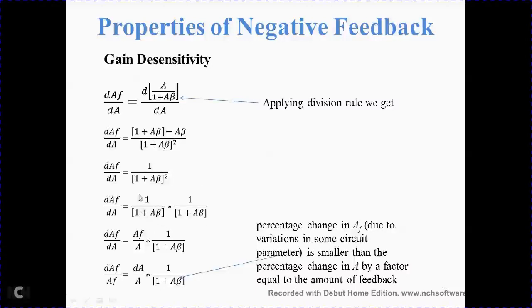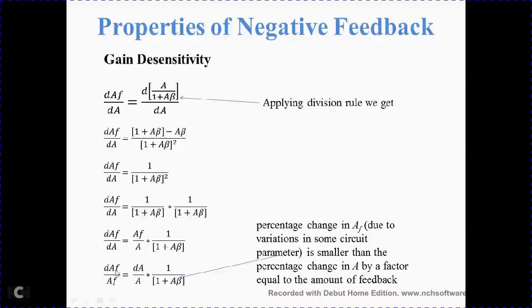And 1 over 1 plus A beta is nothing but AF by A, because A by 1 plus A beta is equal to AF. So if you take A to the denominator, it becomes AF by A. So it is AF by A into 1 by 1 plus A beta. Now I'm going to swap these two. You can see AF is here and A is here.